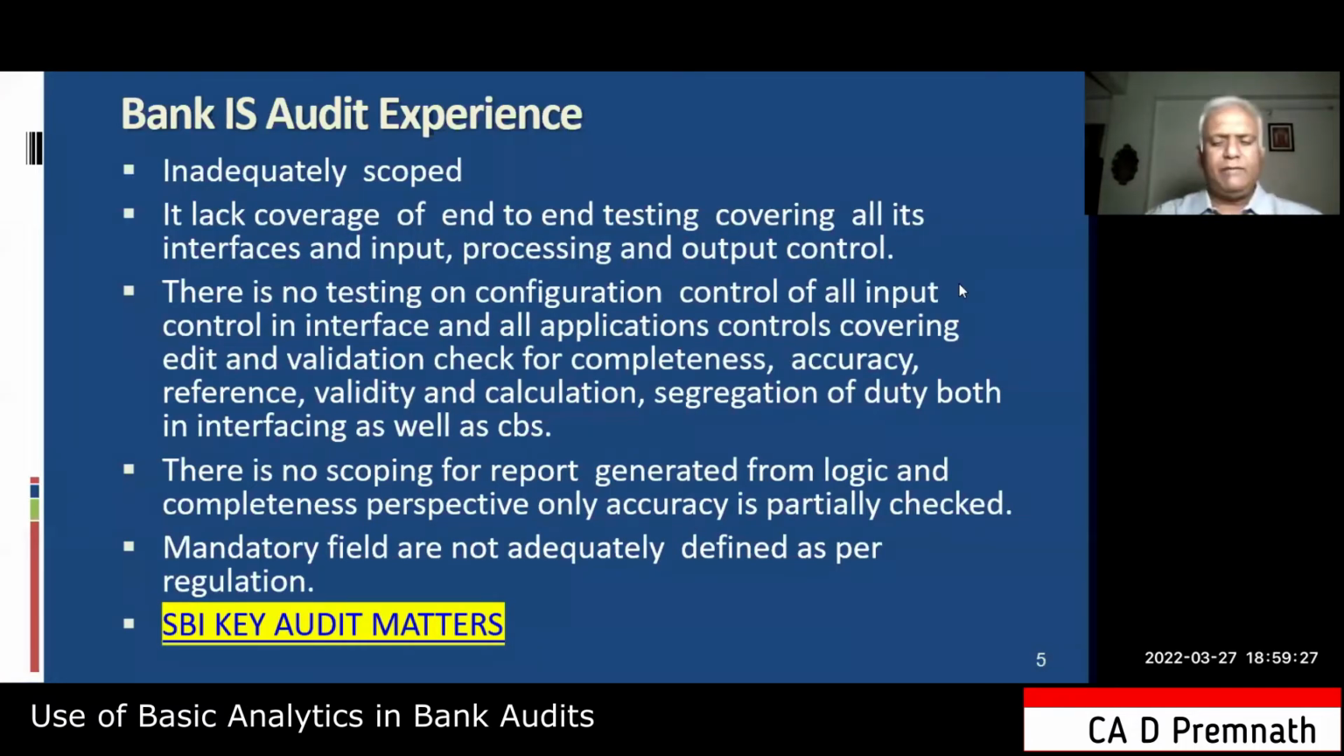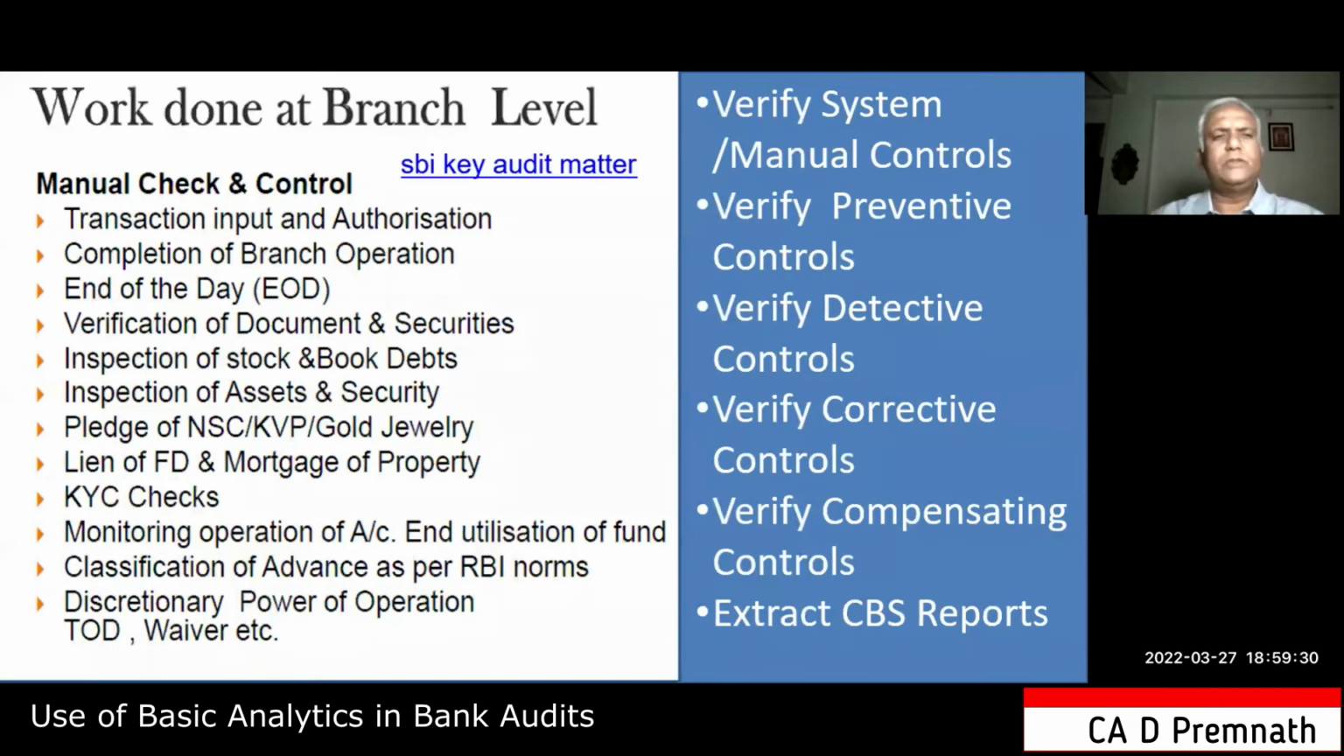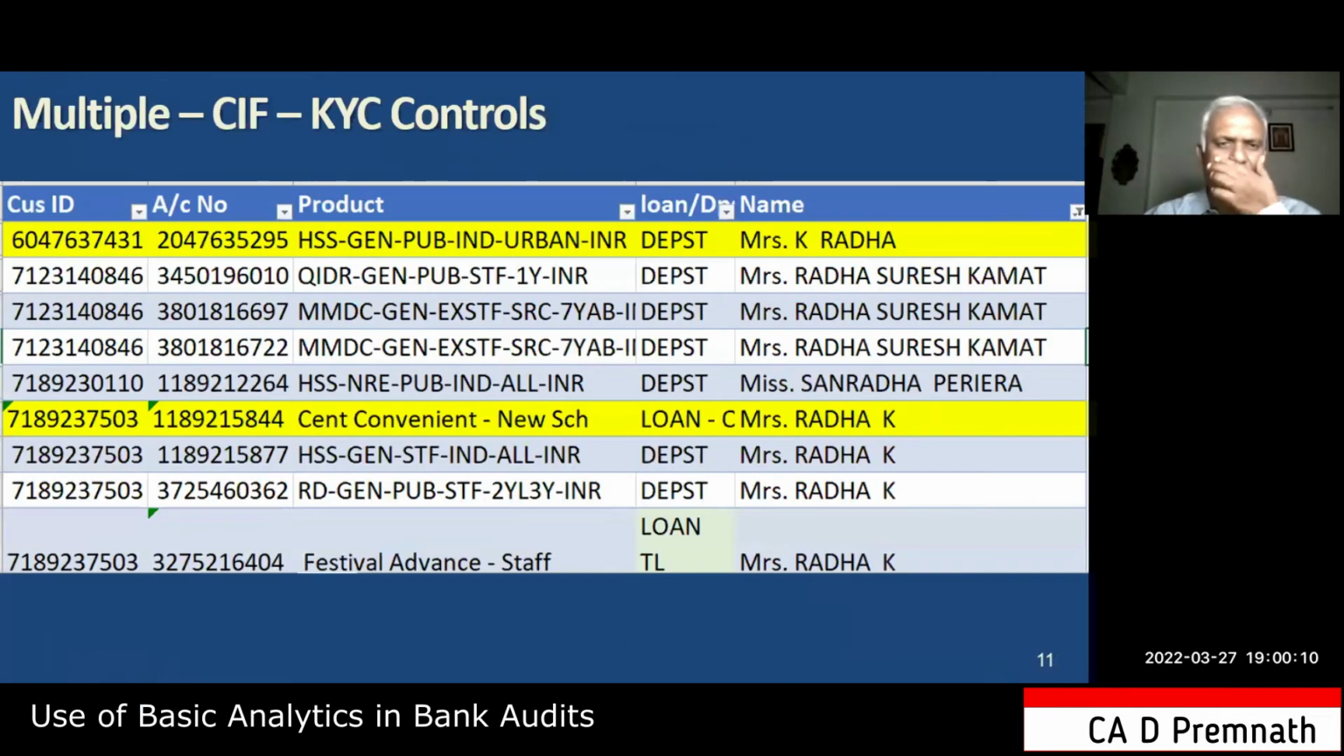Having understood this, let's take up. Now, I'll come back to this a little later. But still, you can also understand, this is the work done at the branch level, wherein it is all manual: transaction input and authorization, completion of branch operation, end of day operation, verification and scrutiny, stock statements, inspection of security, pledge, lien marking, all this is manual only. And that's where we are saying verify the controls. Controls are preventive, detective and corrective. And for all these things, you have to extract the CBS reports and carry out the work.